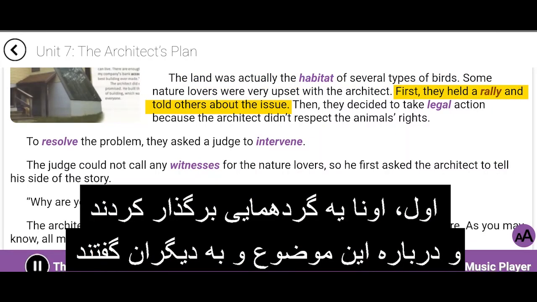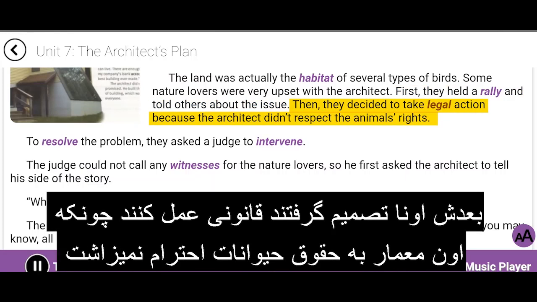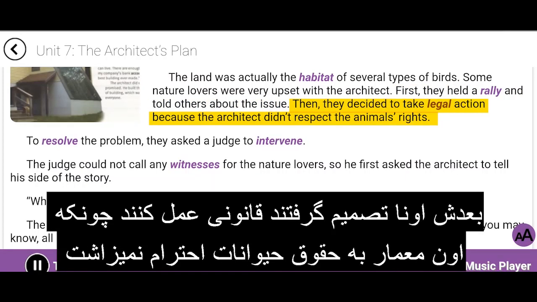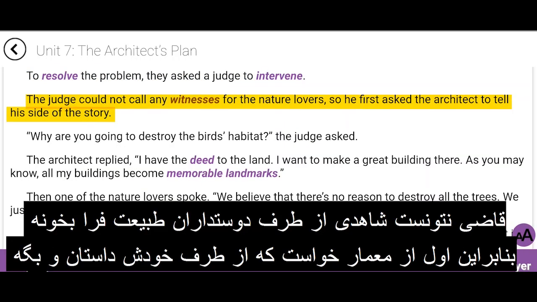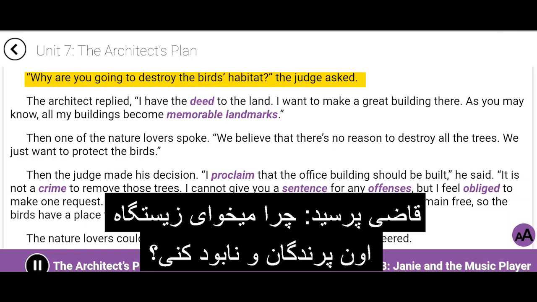First, they held a rally and told others about the issue. Then they decided to take legal action because the architect didn't respect the animals' rights. To resolve the problem, they asked a judge to intervene. The judge could not call any witnesses for the nature lovers, so he first asked the architect to tell his side of the story. "Why are you going to destroy the bird's habitat?"